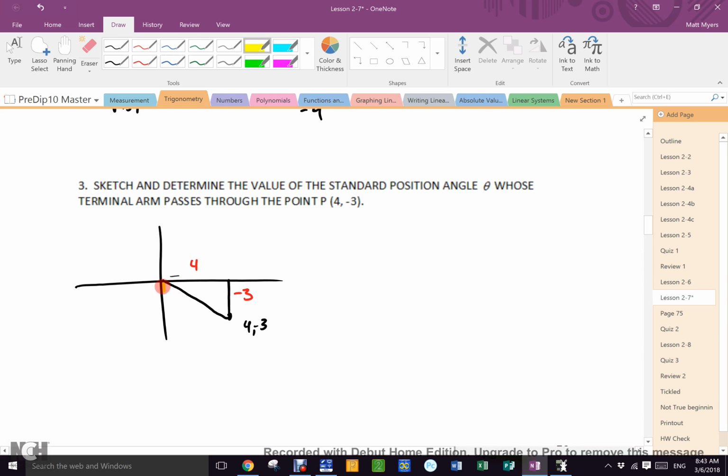The arm I just highlighted is what? Terminal arm. Where does every angle begin? The initial arm, which is along the x-axis. Where is theta? Along the initial arm and the origin. Thank you, Damaris. Theta goes all the way around here.